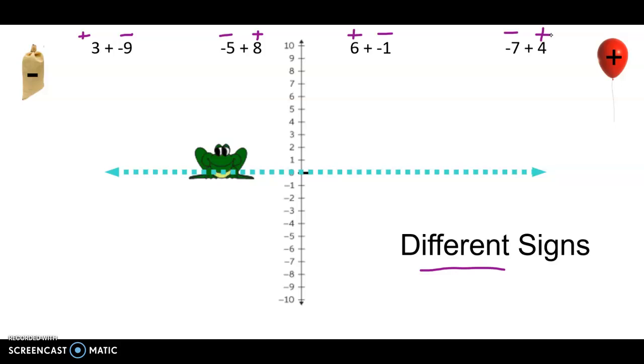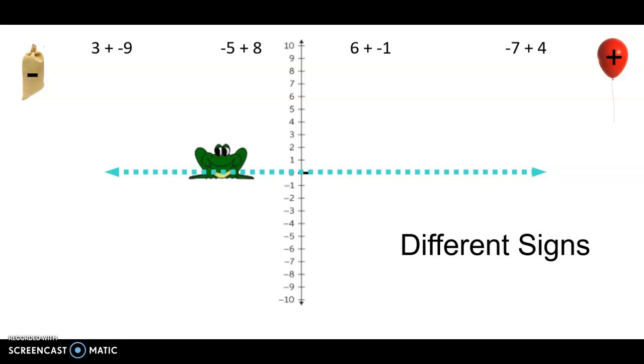So let's again use our balloons and sandbags on our number line. So my first one says 3 plus -9. So that's 3 balloons. He would go up to 3. And then 9 negatives mean I'm putting 9 sandbags on him. He's going to go down 9. You can use your number line here to count. Down 9, and we can see we end up at -6. Okay? Let me clear that.